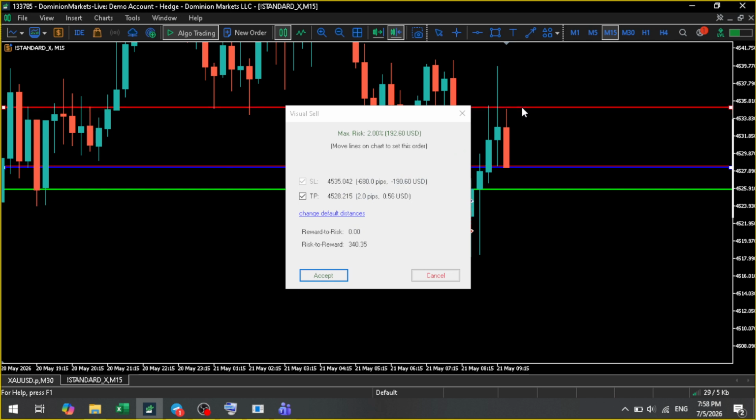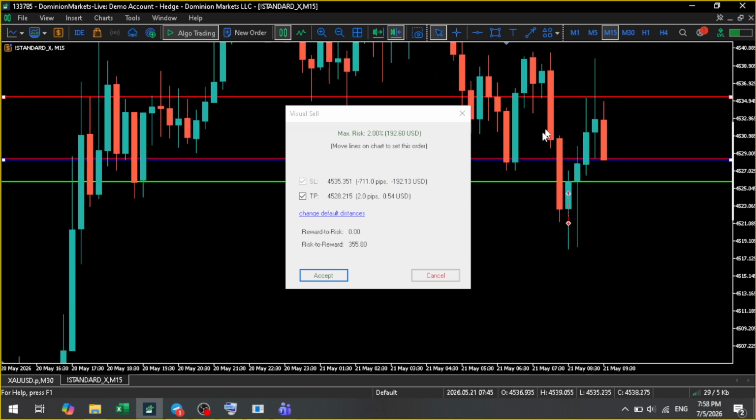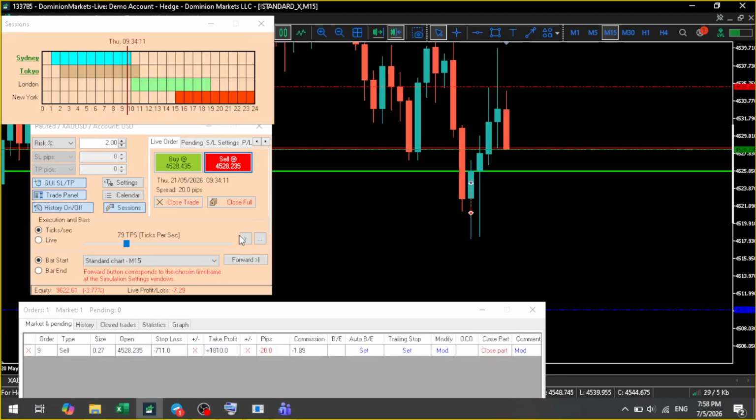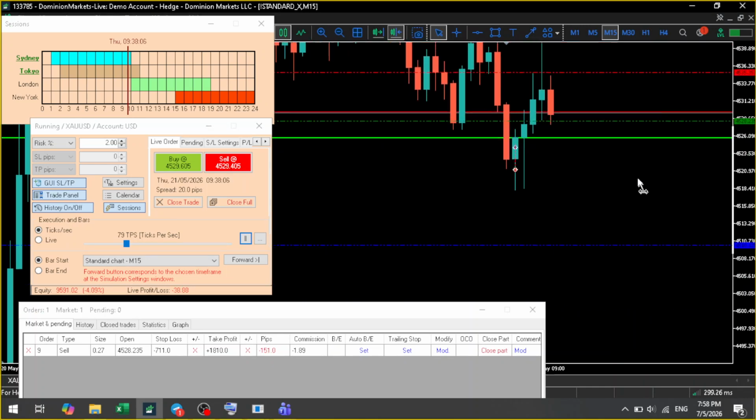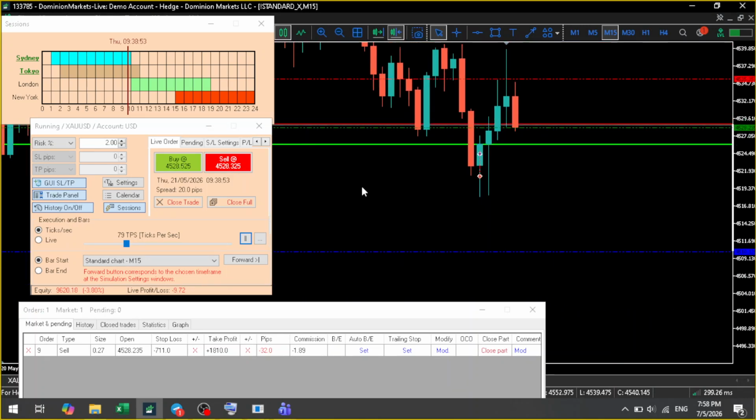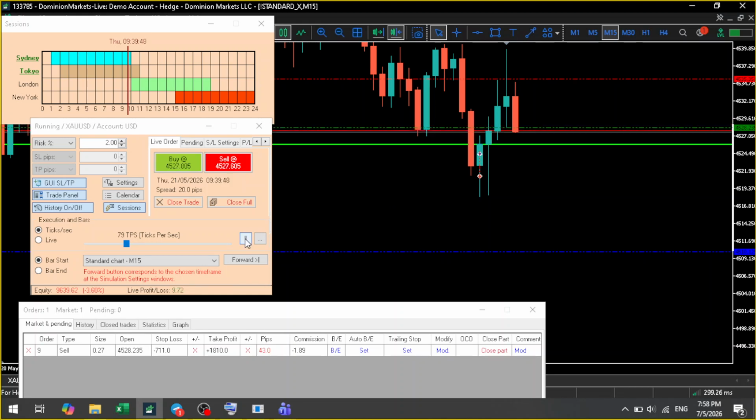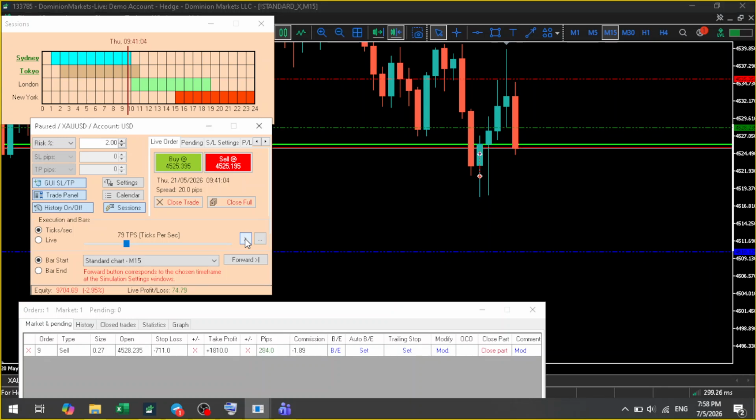What is this? 68. Let's go 71, and should have till infinity. Let's see how that goes. It should work out. Okay. We are up about 28 pips. We risk 71.